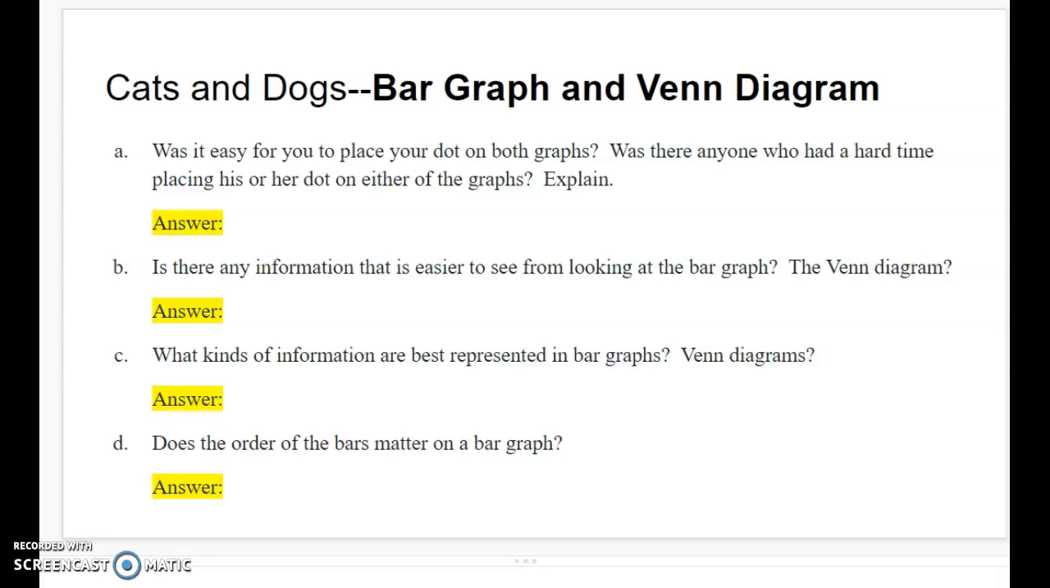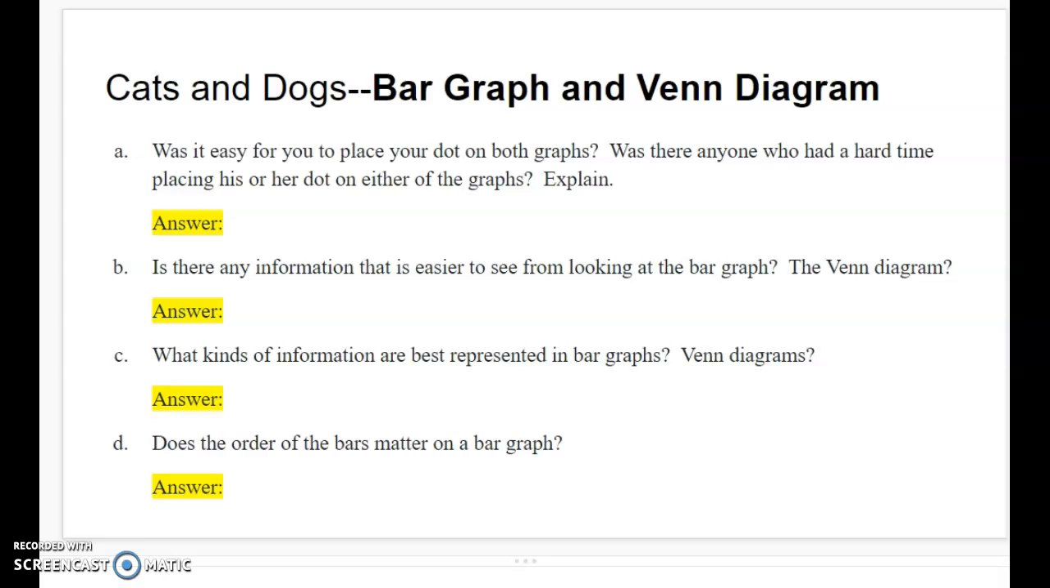So was it easy for you to put your dot on? Explain. Is there any information that is easier to see from looking at the bar graph? And is there any information that's easier to see by looking at the Venn diagram? Explain, please. What kinds of information are best represented in bar graphs and Venn diagrams? And does the order of the bars matter on a bar graph? So would it matter if I had dogs and then cats, or cats and then dogs?